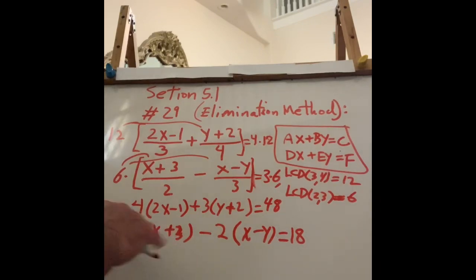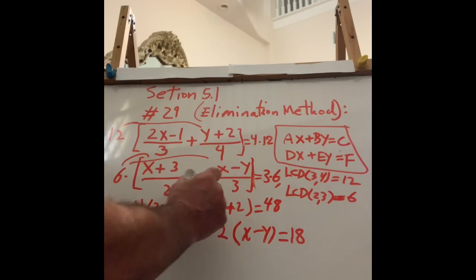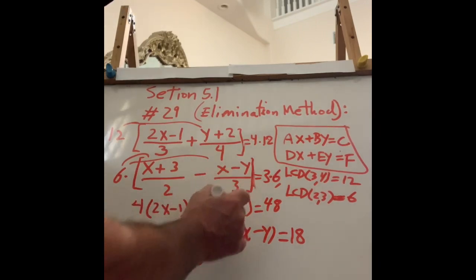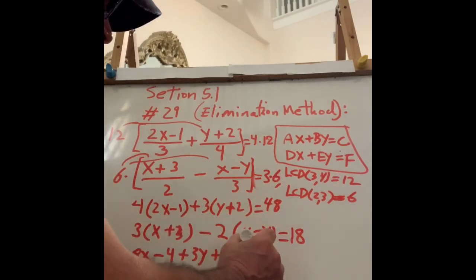So the next step is to remove all the parentheses in both of our equations. So we do that by distributive property. As you distribute, of course, 4 times 2x becomes 8x. 4 times negative 1 becomes negative 4. 3 times y becomes 3y. And 3 times 2 becomes 6. And of course, all of that equals 48.